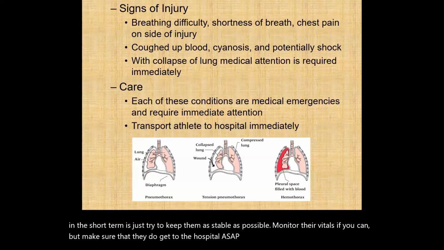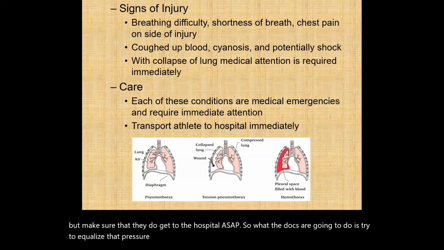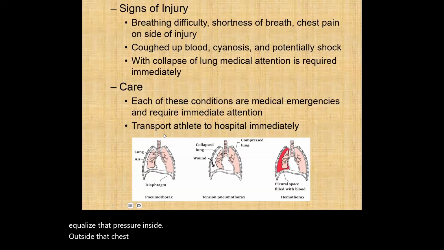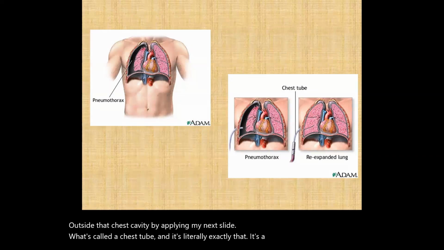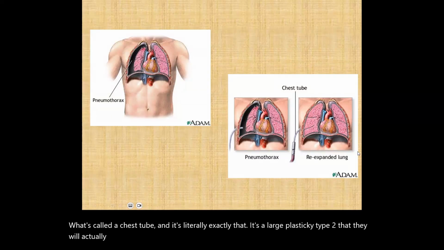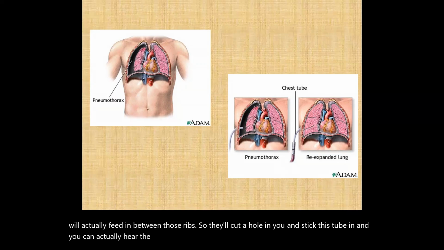So what the docs are going to do is try to equalize that pressure inside and outside that chest cavity by applying, my next slide, what's called a chest tube. And it's literally exactly that. It's a large plasticky type tube that they will actually feed in between those ribs. So they'll cut a hole in you and stick this tube in, and you can actually hear the air almost hiss as it escapes from that chest itself.